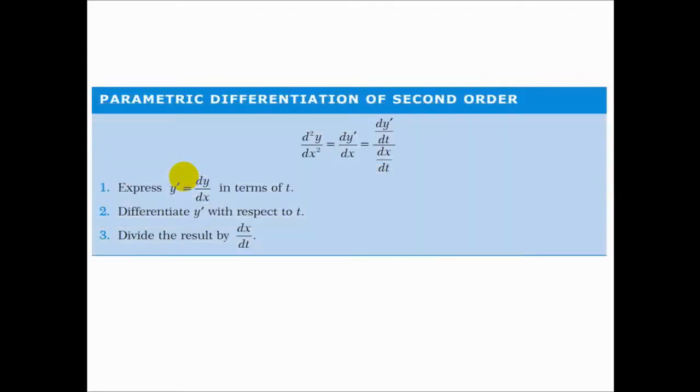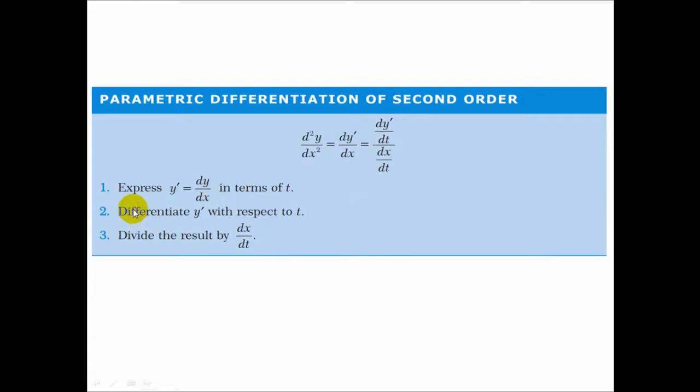Okay, next, parametric differentiation of second order. Before, we had dy over dx, right? But here we use the second order differentiation, which is written d squared y over dx squared. From here, we get d over dx of y prime, which is equal to d over dt of y prime over dx over dt.